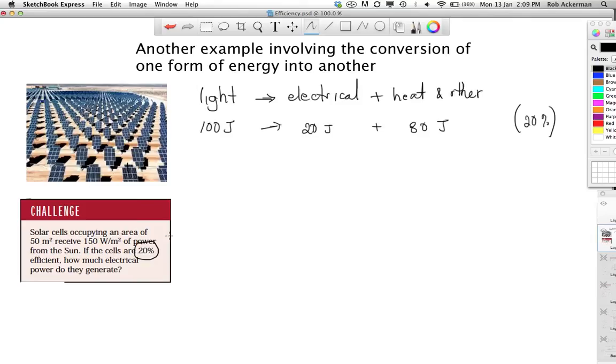Now let's read the question to see exactly what they're asking. They say the solar cells occupy an area of 50 square meters. Okay, we know what that means, we know what area is, and it receives 150 watts of energy, of power rather, per square meter from the sun. Now, what does that mean? Well, think for a moment.